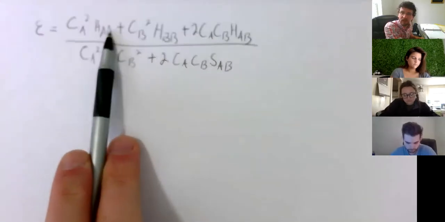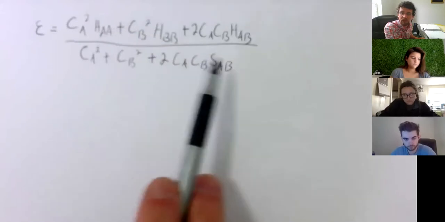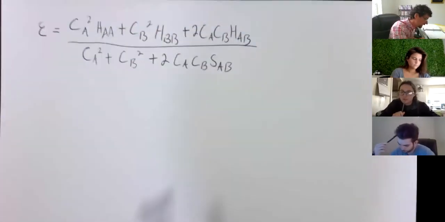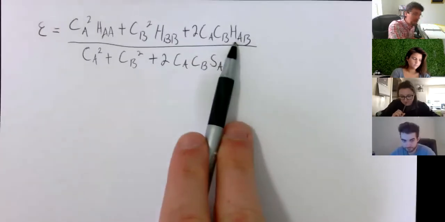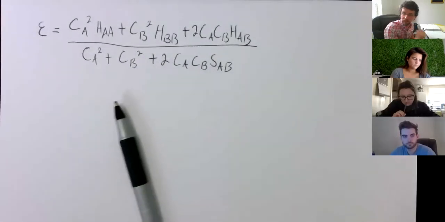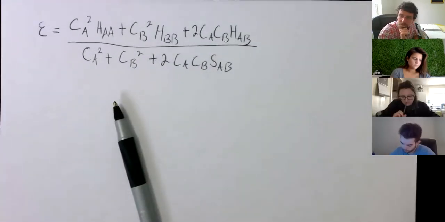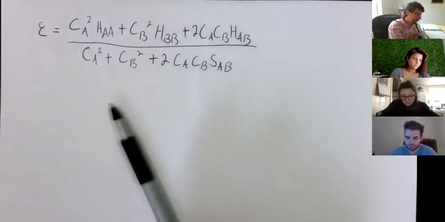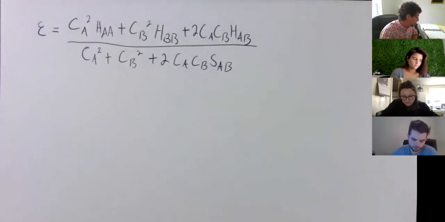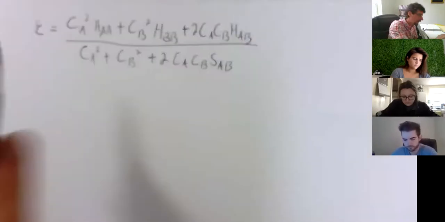What was HAA, and what's SAB? That's the overlap. Yep, these are overlap integrals. And then what's HAB, HBB, that stuff? Isn't that just your integral, but with an operator in it? Yep, that's the Hamiltonian operator that's in between each of these. Okay, so now how do we find this lowest energy?